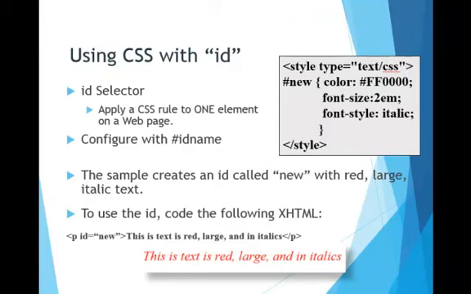We can also use what's called ID selectors, and this is going to apply a CSS rule to just one element on a web page. We do this with configuring it by the hashtag and then the name. The sample will create an ID called new with red large italic text. And to use it, the code in the design will be paragraph ID new, and then we'll put whatever text we want there. However, in the heading content, we're going to have that pound new and then set the color, font size, and style.